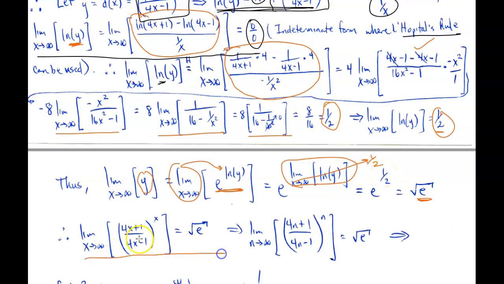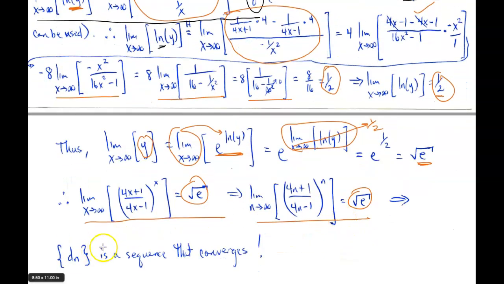Thus, we know that the limit of the corresponding real valued continuous function is a real number. So therefore, the limit of the sequence follows suit. And because of that, we know that our original sequence that we were considering converges, okay?